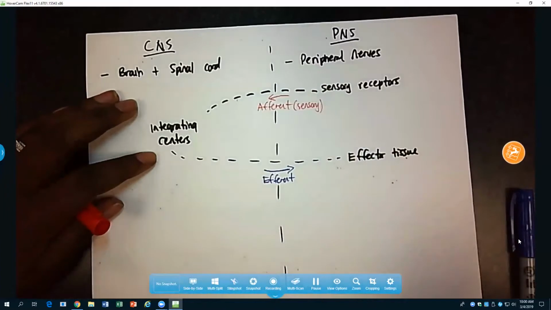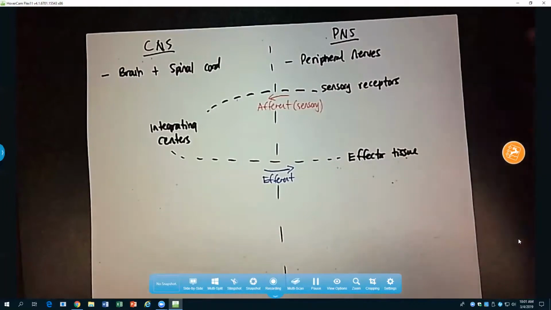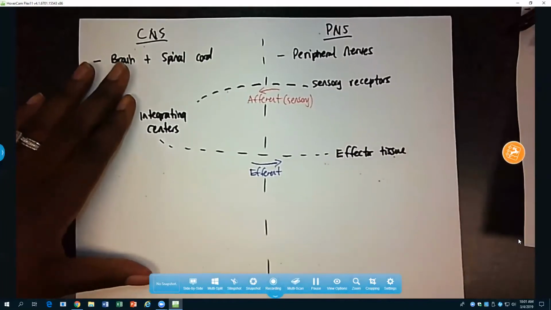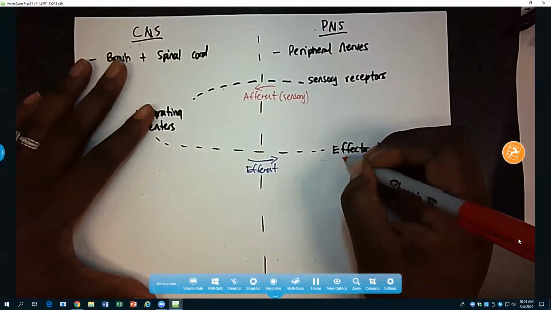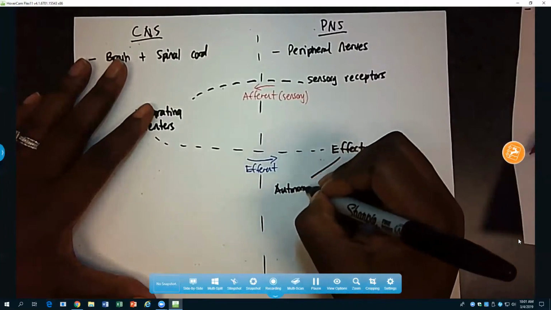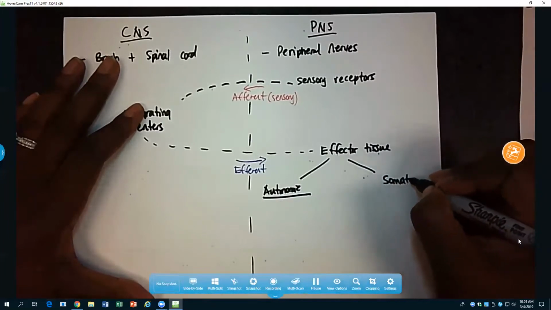Okay, so communication from the sensory receptors in the peripheral nervous system up to the brain is an afferent signal, whereas communication from those integrating centers out to the effector tissue was an efferent signal. Now, there were two types of effector tissues. I'm going to talk a lot more about this in the next chapter, which is the autonomic nervous system. So there was the autonomic effector tissue and then the somatic effector tissue.